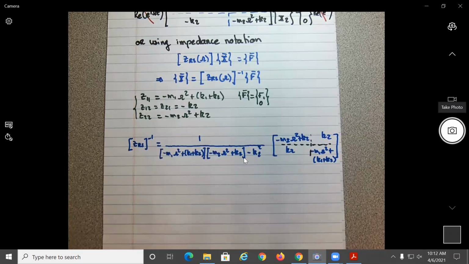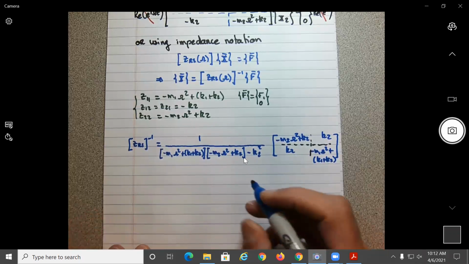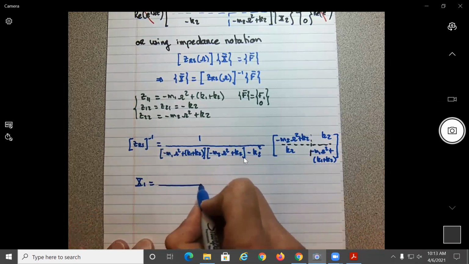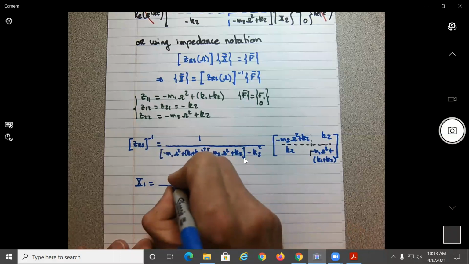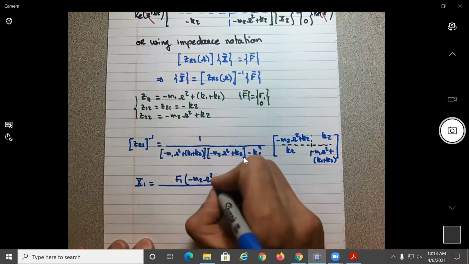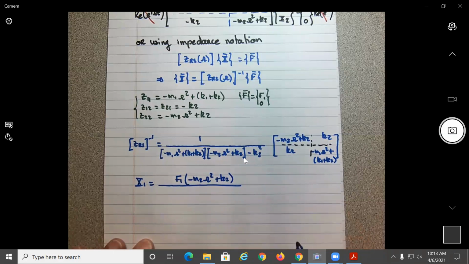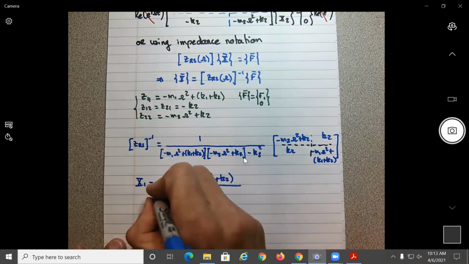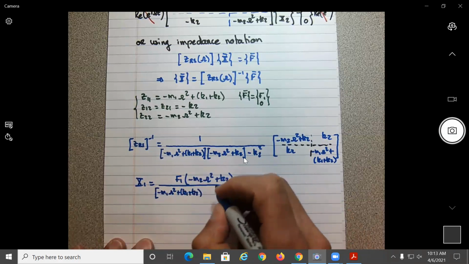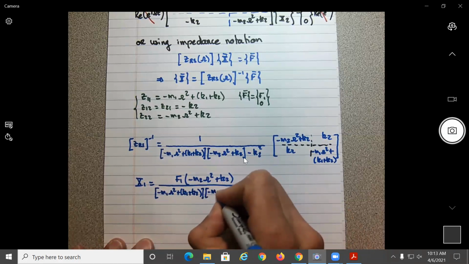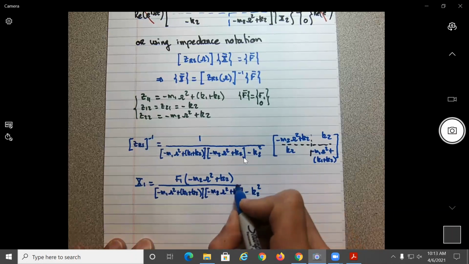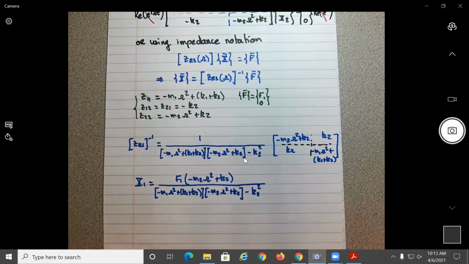So for this problem, now this is going to give us X1, which is a function of F1. So it should be equal to F1 times minus M2 Ω² plus K2, divided by all this term over here. So here we go: minus M1 Ω² plus K1 plus K2, times minus M2 Ω² plus K2, minus K2 squared. And X2.